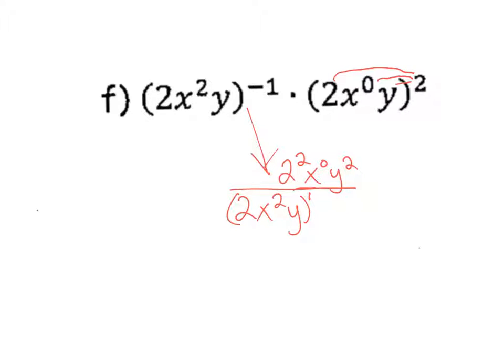Okay, I don't need an x to the 0 anymore, and I don't need this parentheses to the first power anymore. So here's what I'm going to write. 2 squared is what? 4. X to the 0, I don't need it anymore. What's y squared? Just y squared, over 2x squared y.